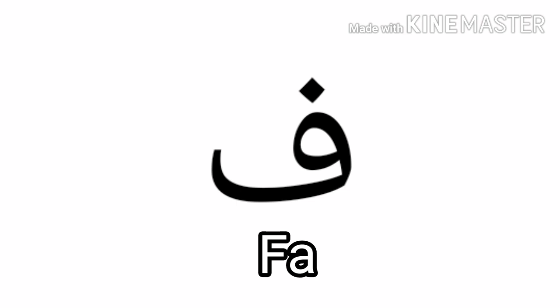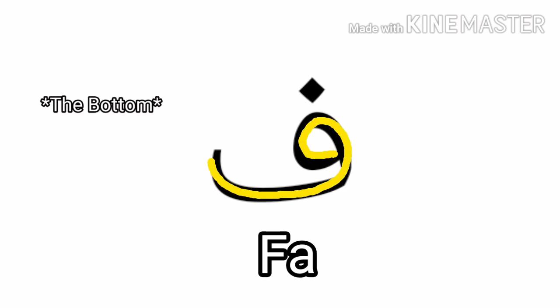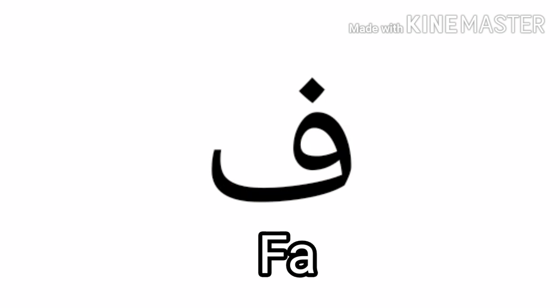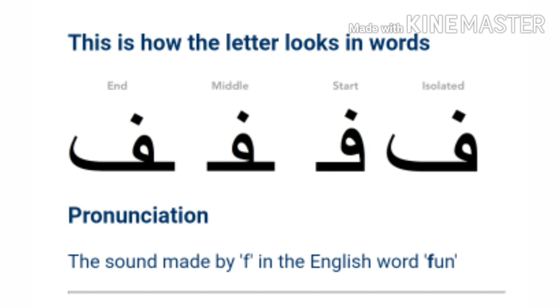Next is fa, which makes an F sound and it's like the ba, but without a dot on top, and it has a loop on the right side. And also a dot on top. So here's how to write them in all the forms.